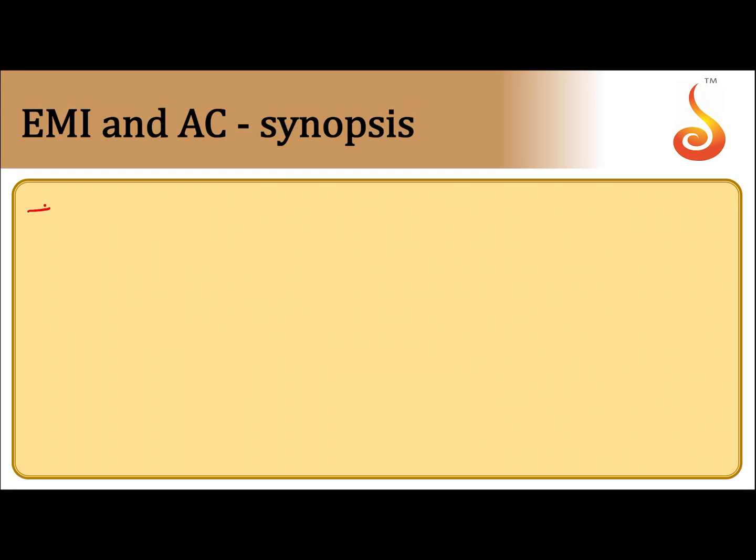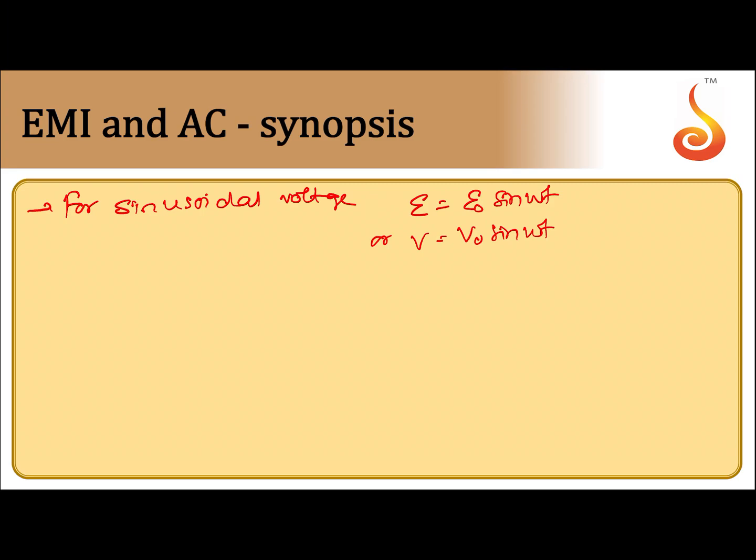For a sinusoidal voltage, which is represented by E is equal to E naught sine omega t, or many a times it is also written as V naught sine omega t, we have V average is equal to 2 V naught divided by pi. Remember, this is for a half cycle. This is the half cycle value, not the full cycle value.